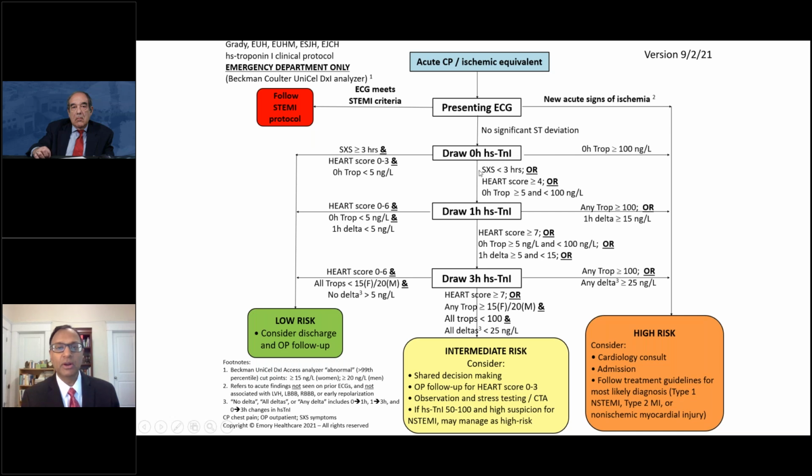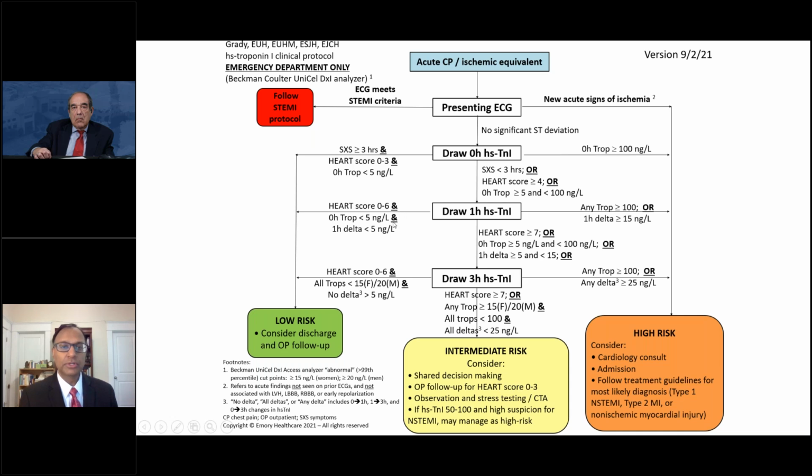If their symptoms are very fresh, or their HEART score is high, or their troponin is higher than 5, notice that's not the same as the 99th percentile. 5 is very low. That's not just low, that's very low. They can still have a troponin in the reference range of less than 15 in a woman, less than 20 in a man for a particular assay, and not satisfy the criteria for low risk. Then you draw another troponin, and then you go down the node here.